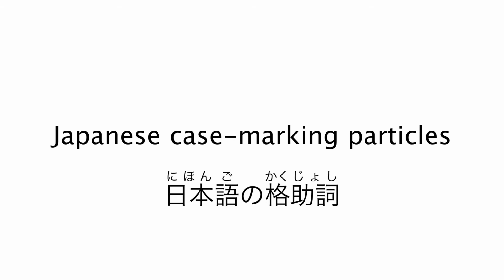Everyone! Today we're going to talk about Japanese particles, but not any particle. I'd like to focus on case marking particles, or kakujoshi in Japanese. Joshi means particle, and kaku means case in Japanese. Hence, kakujoshi basically means case markers. So, what are they and why are they there?